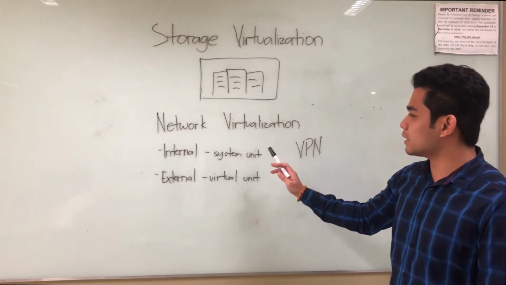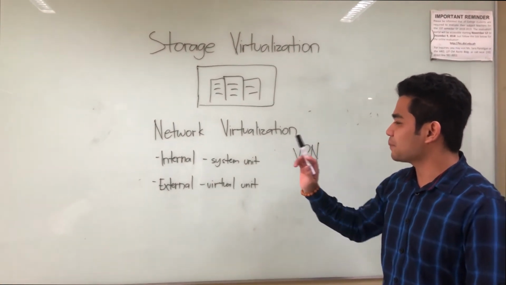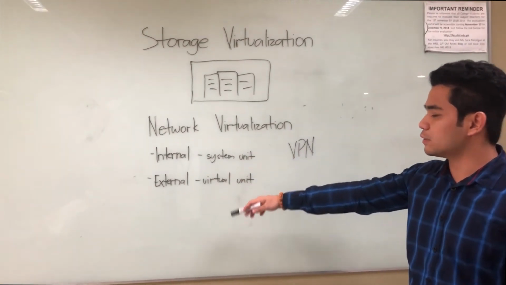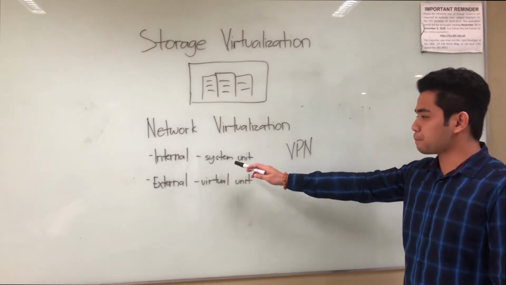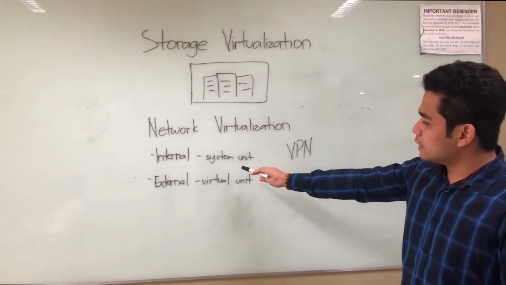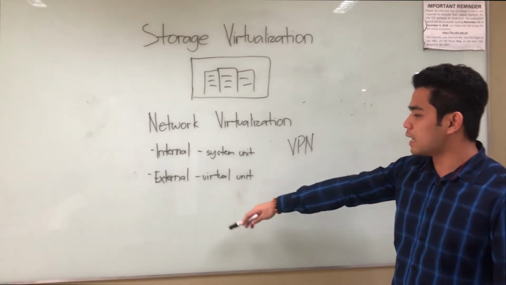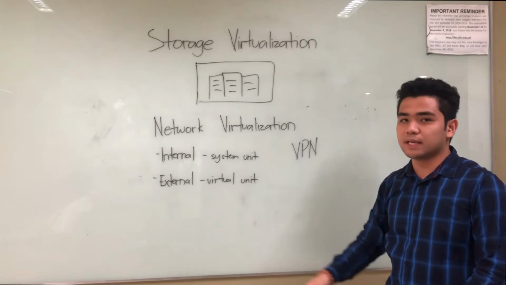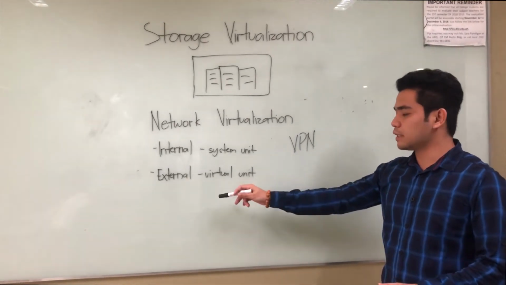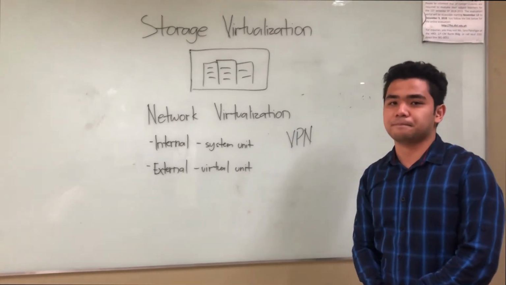So there are two categories in network virtualization: the internal and the external. In the internal, the network connects into the system unit, while the external combines an array that is connected into the virtual unit.